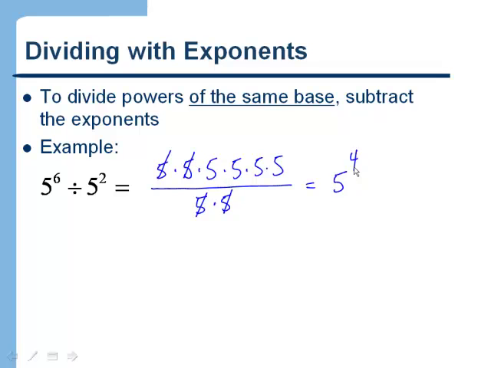Okay? So let's see that the rule works the same way. It says, if I have this problem, 5 to the 6th divided by 5 to the 2nd, what I want to do is subtract the exponents. So that's the same as 5 to the 6th minus 2, and 5 to the 6th minus 2 is just 5 to the 4th, so that we can see the rule works.